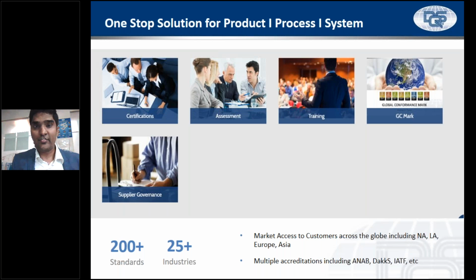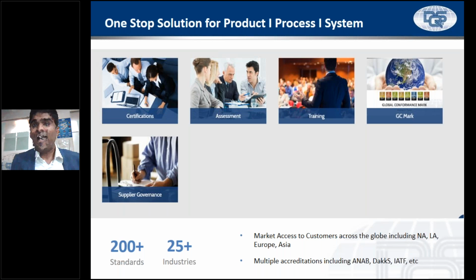With trainings, our endeavor is to make our trainings impactful, which is bringing a measurable impact on your business. We do close to 300 to 400 training programs ranging from soft skills, behavioral skills, functional skills, and leadership programs, and of course, a lot of training programs related to management system certifications. GC Mark is another premium offering of ours. The idea is to help organizations differentiate and brand their uniqueness.